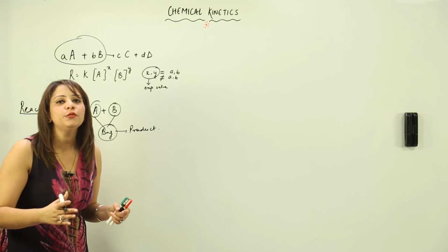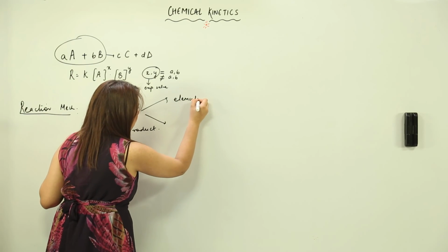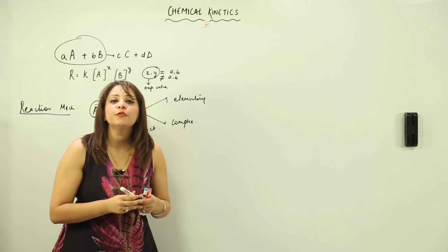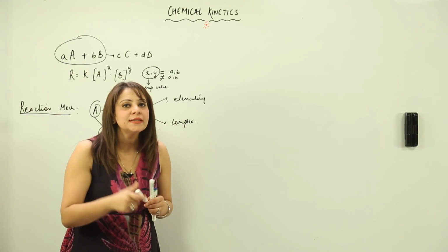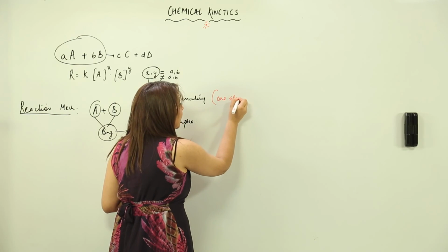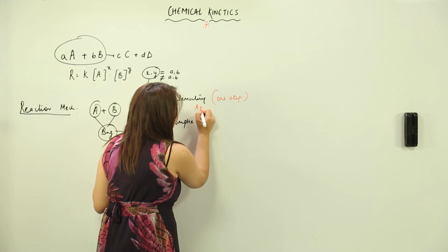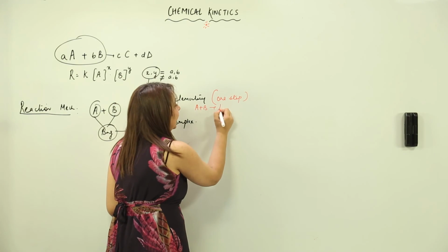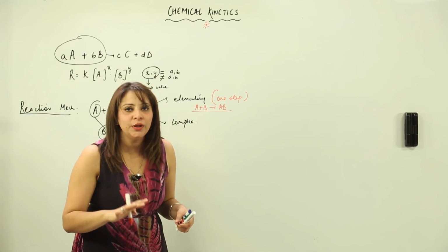So we have two kinds of reactions. One is the elementary reaction, the other is the complex reaction. Now what is the difference between the elementary reaction and the complex reaction? A simple reaction which occurs in one step is called an elementary reaction. For example, if I react A and B, these two reactants are colliding and giving rise to the product, and this is happening in one step, so it is considered an elementary reaction.